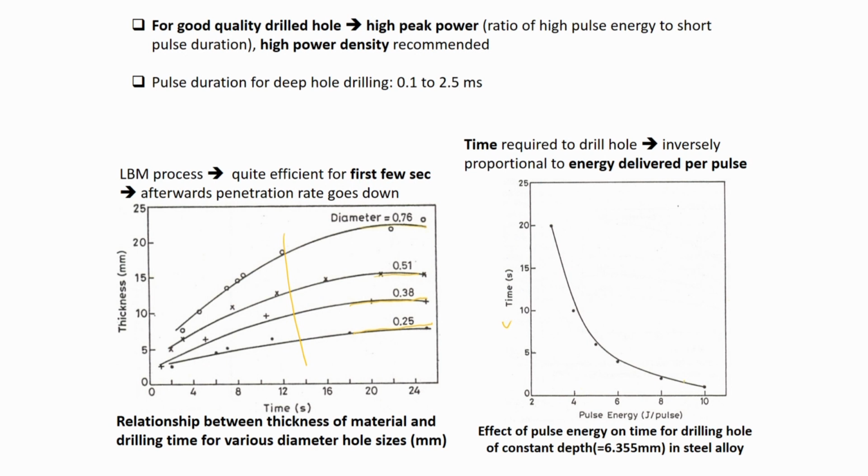So if we have a high energy per pulse, then we need less time to drill the holes. If we have less energy per pulse, then we actually need more time to drill the holes. So the energy required, or time required, for machining holes is inversely proportional to the energy per pulse.